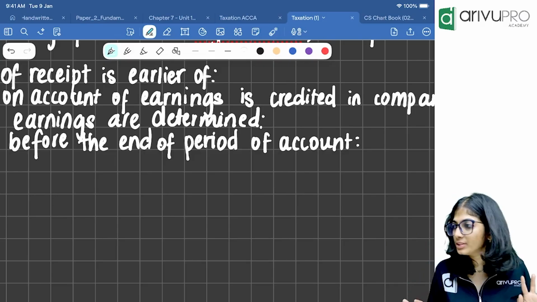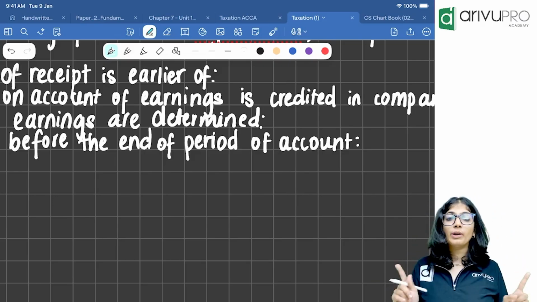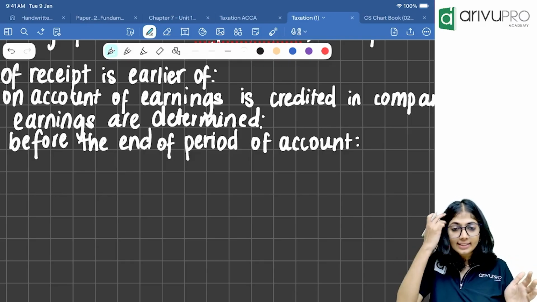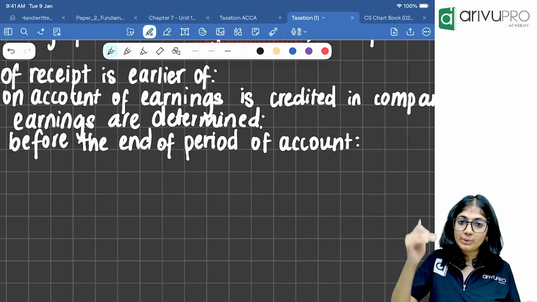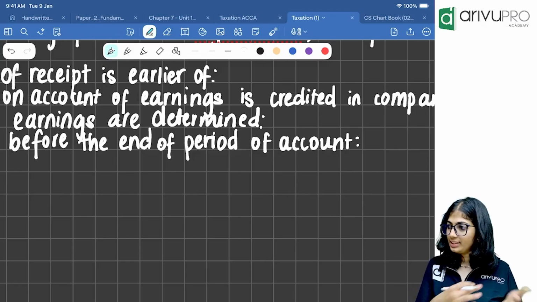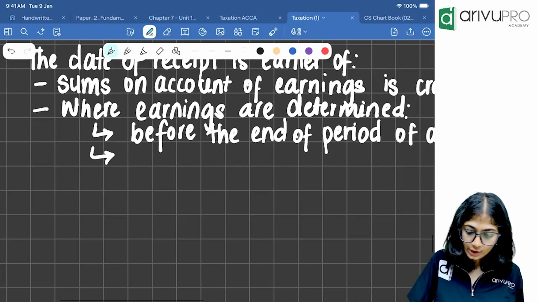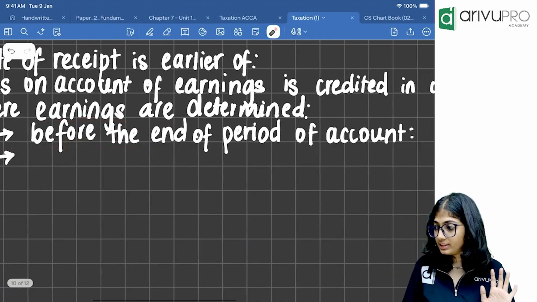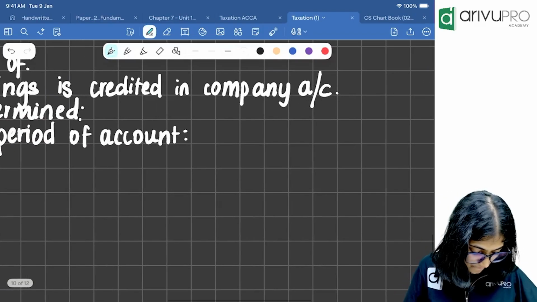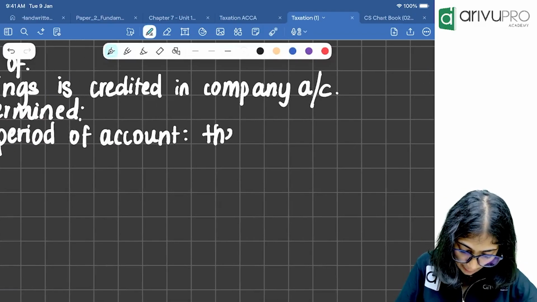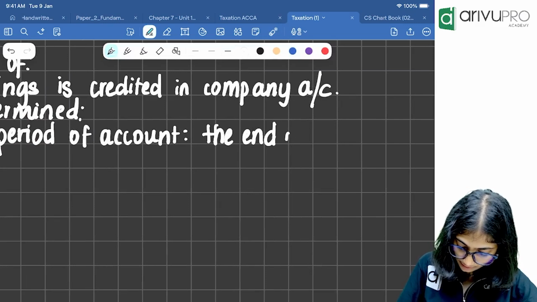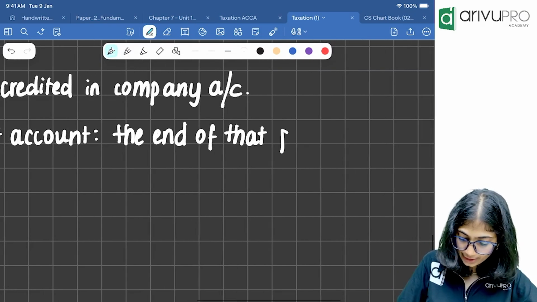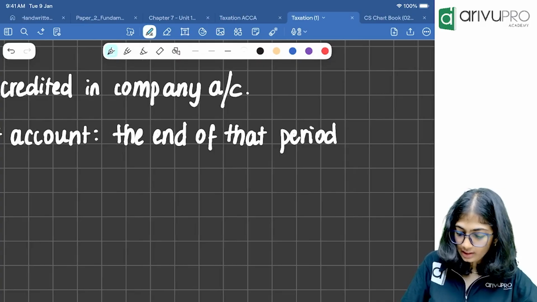In UK terms, we use that. This is what we call the accounting year. The period for which we are calculating the transactions, recording entries, and creating financial statements. That is period of account. So, if earnings are determined before the period of account ends, then the end of that period. When we look at a question, it will make much more sense.